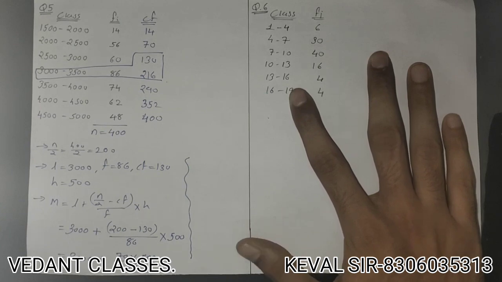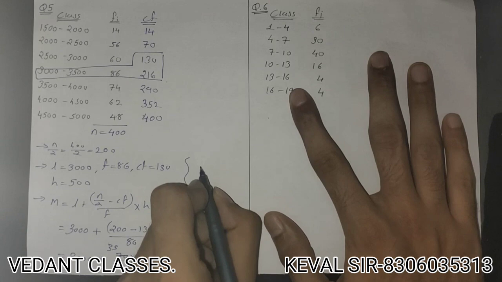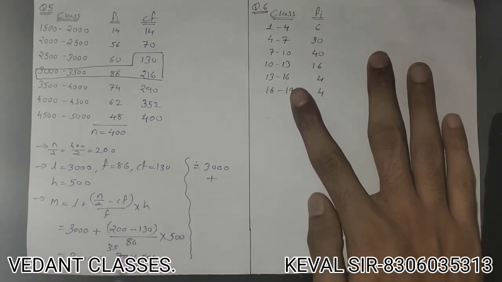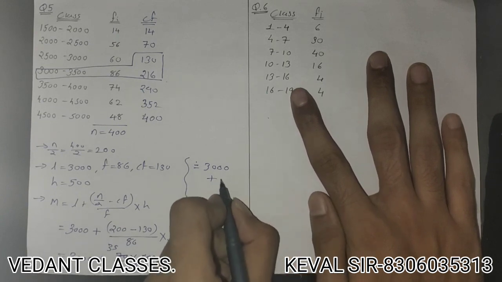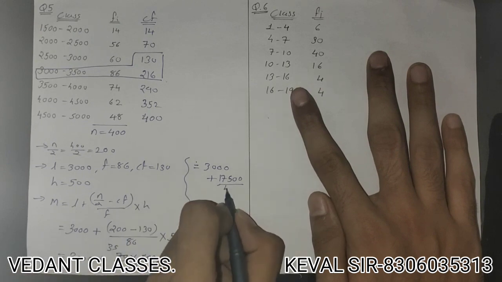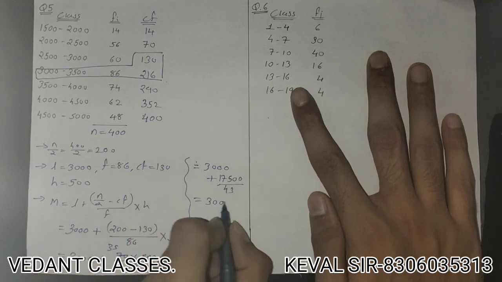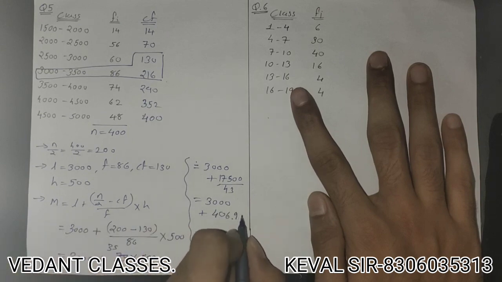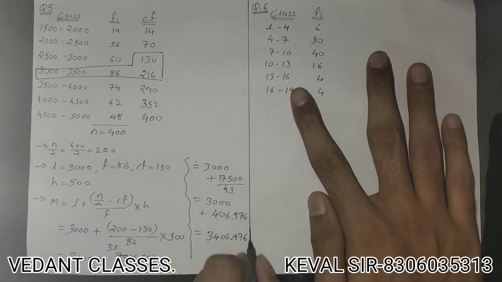Okay, so cancelling this 2, this will be 35 and this will be 43. This is equal to 3000 plus, multiplying both, this will get to 17500 upon 43. So dividing these two values you will get 406.976. So the answer will be 3406.976. Okay, this will be the answer for the median.